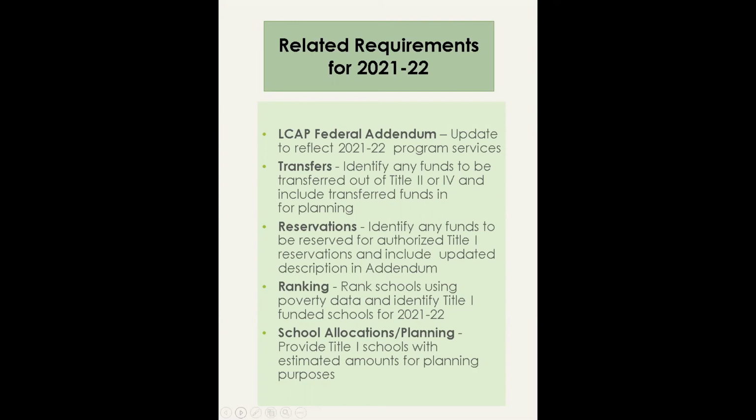Reservations: you need to identify what funds are going to be reserved. So you want to look at last year's winter submission and see what all those reservations are, how you are reserving, and how much you are reserving, and then those should also be described in the addendum. You'll need to rank your schools, and we'll talk about how you rank them in a moment, so you can get your Title I programs off and running. Then you need to provide schools with their estimated allocation amounts for planning. So let's look at what that's about.